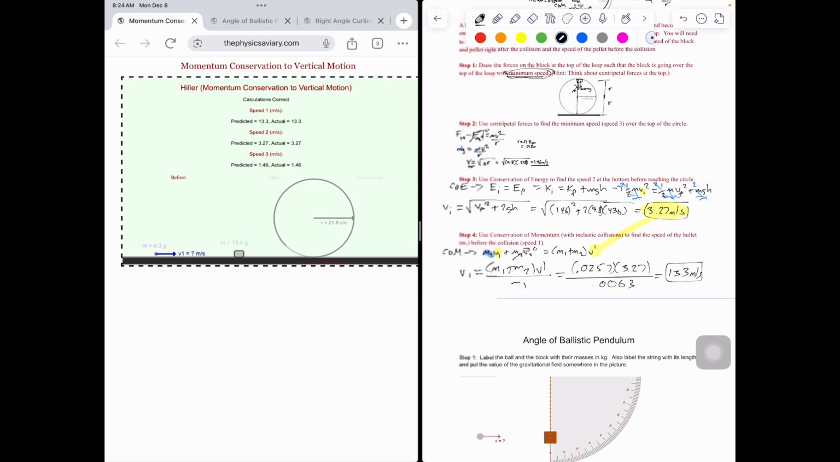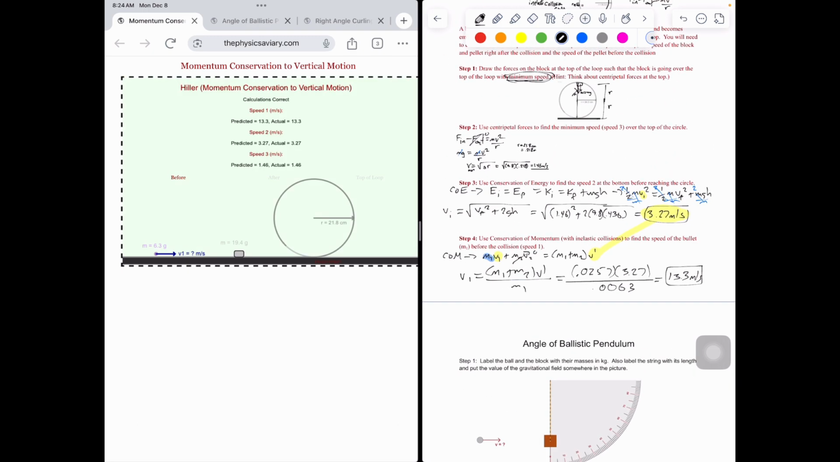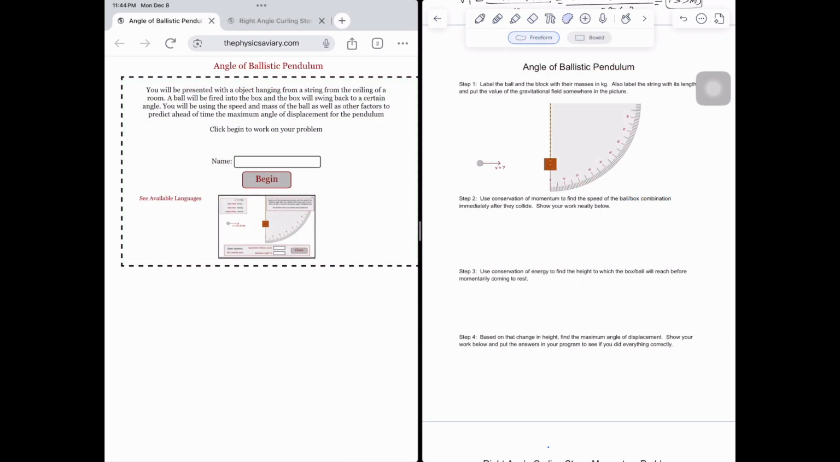All right, and there we go. Hopefully you're able to get question number 8 correct as well. All right, on to question 9.